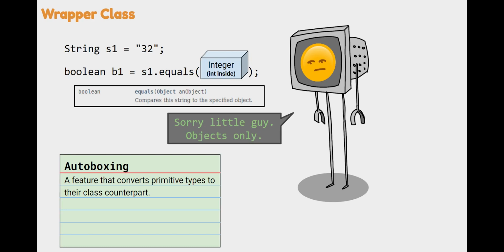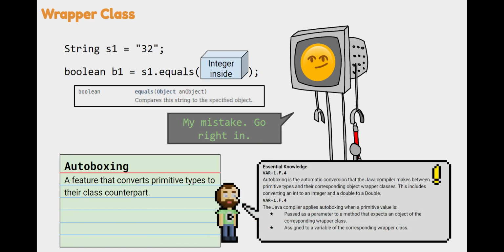This is known as autoboxing, a feature that converts primitive types to their class counterpart. This aligns with our essential knowledge. Autoboxing is the automatic conversion that the Java compiler makes between primitive types and their corresponding object wrapper classes. This includes converting an int to an Integer and a double to a Double. Also, the Java compiler applies autoboxing when a primitive value is passed as a parameter to a method that expects an object of the corresponding wrapper class, or when a primitive value is assigned to a variable of the corresponding wrapper class.